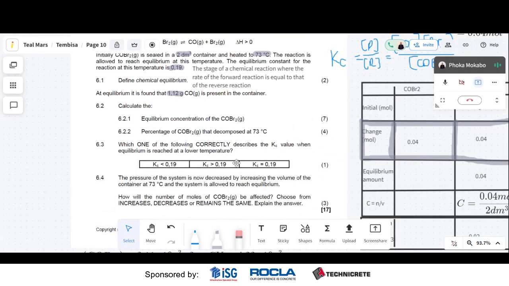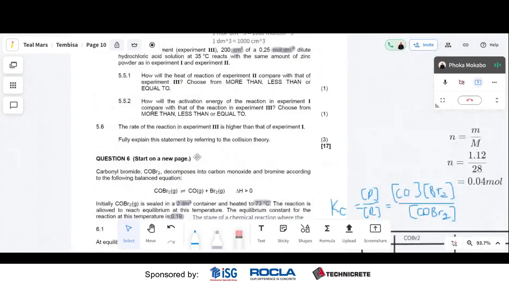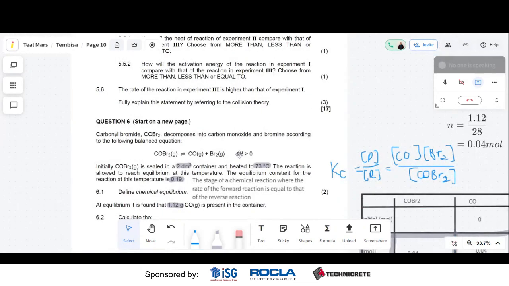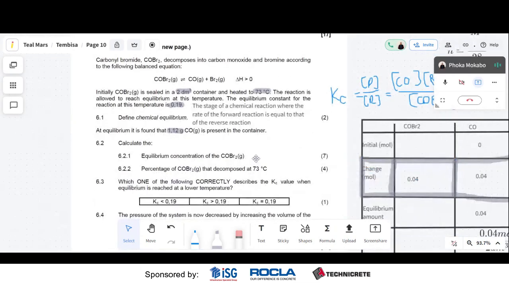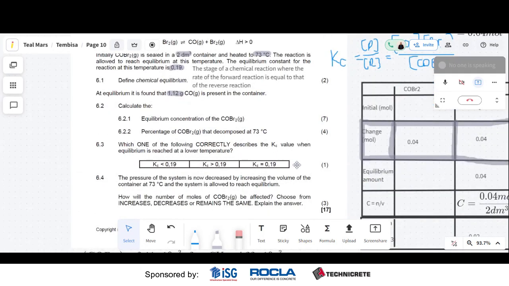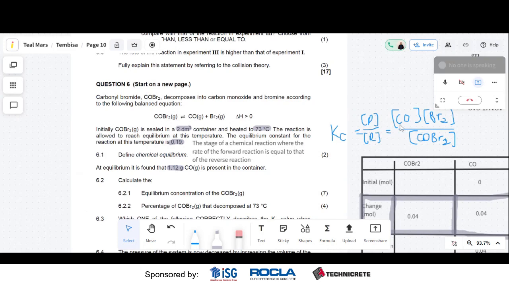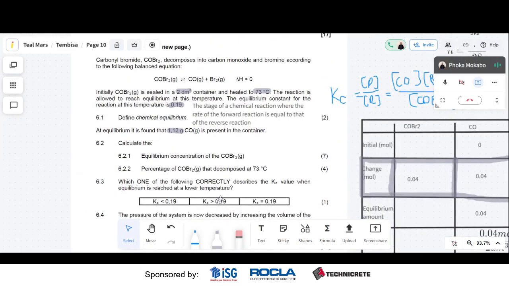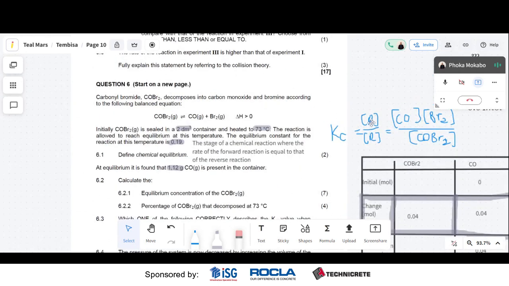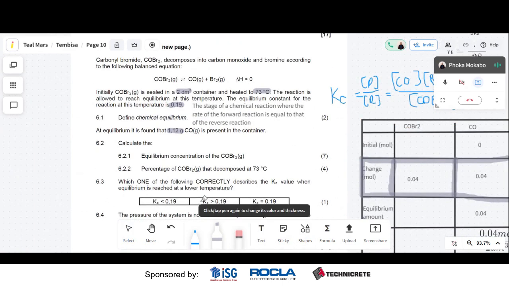Then, which one correctly describes the Kc value when equilibrium is reached at a lower temperature? Now, for an endothermic reaction, if you find the equilibrium at a lower temperature, that would mean that the Kc value must be greater because you'd end up with more product for lesser reactant. So therefore, our answer in this case would be this over here.